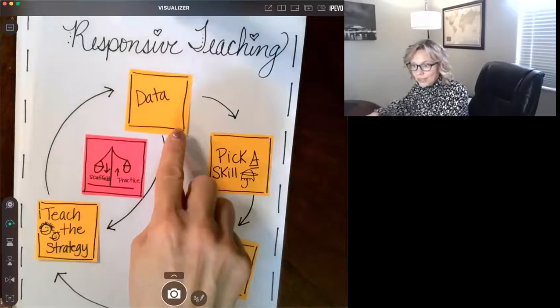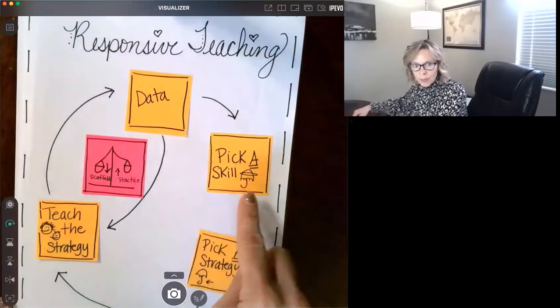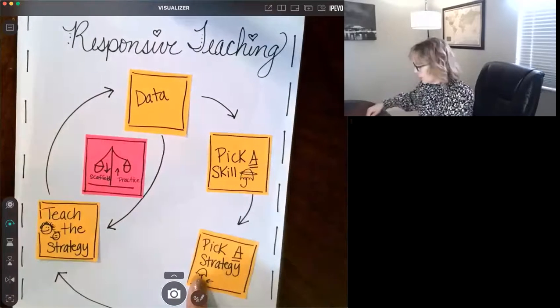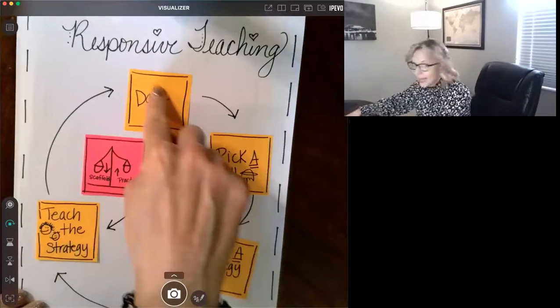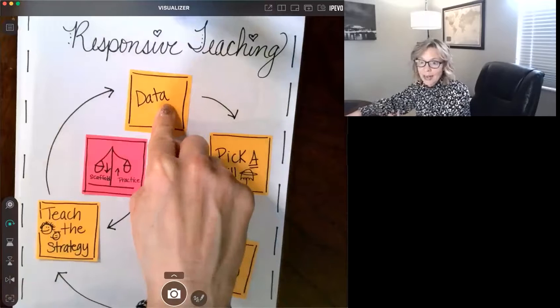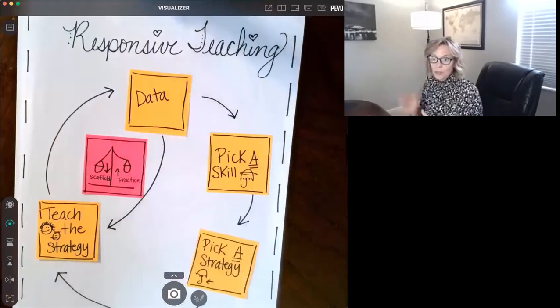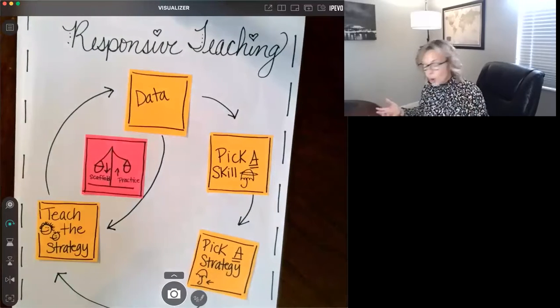So once they have that strategy mastered, I pick a new skill. And then once I pick that new skill, I decide one strategy I'm going to teach them. I teach them. They go off and practice it for a while, not just one day. And then I look at their data. I can look at their data by walking around. I can look at their data by collecting exit slips. I can look at their data through looking at their papers and their work. I can look at their data through studying their notebooks.